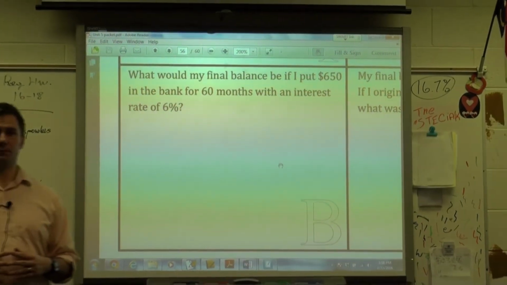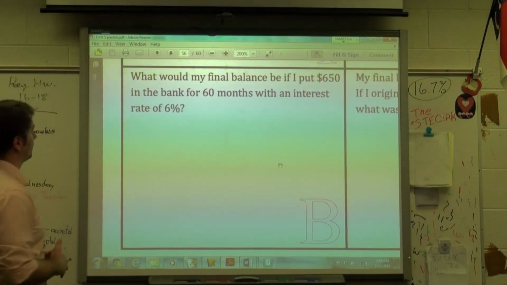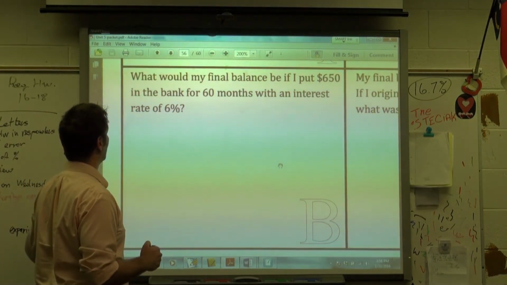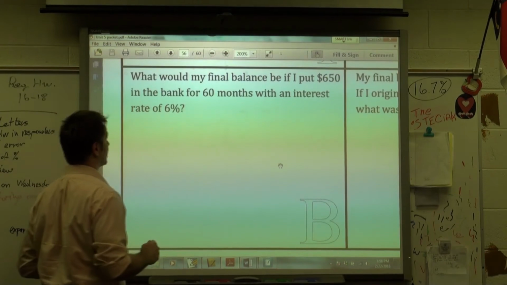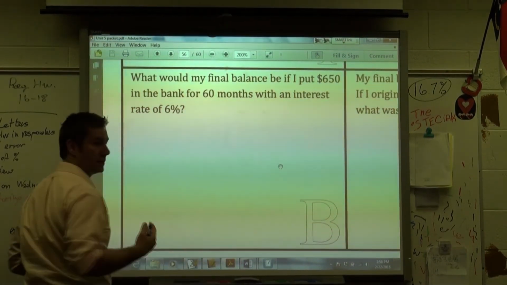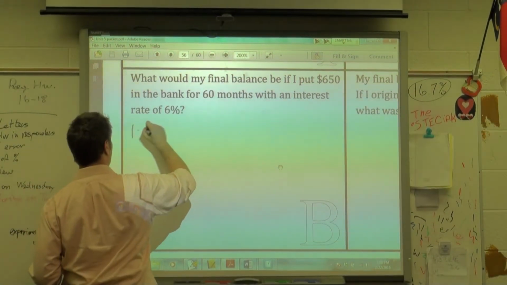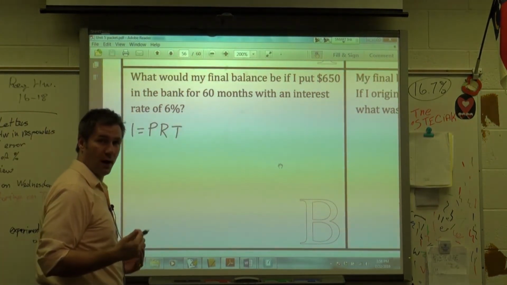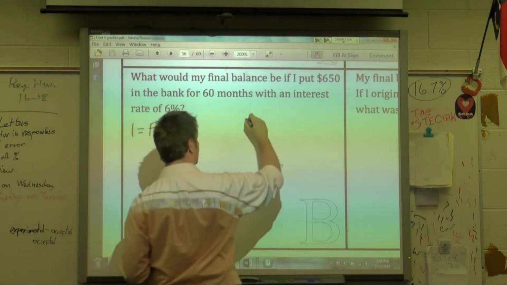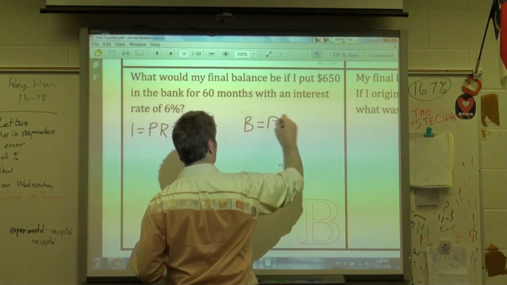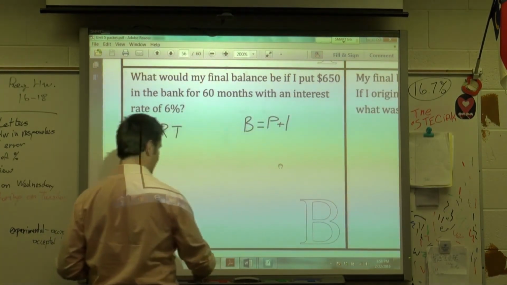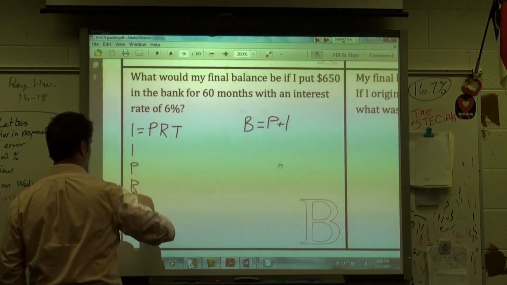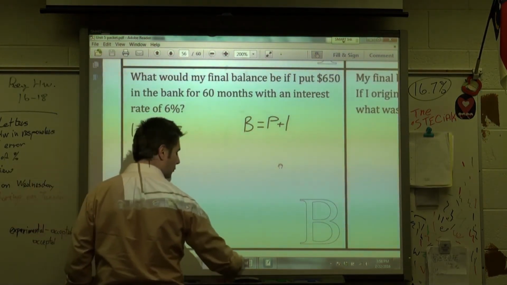The next example, ladies and gentlemen, is about balance. What would my final balance be if I put $650 in the bank for 60 months with an interest rate of 6%? Let's start this together. I equals P R T. However, we do have to include the next formula, which is balance equals P plus I. So let's start. I, P, R, T. Let's see what we have, what we don't have.